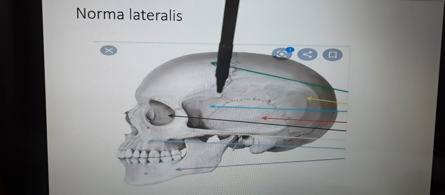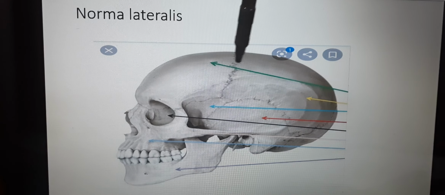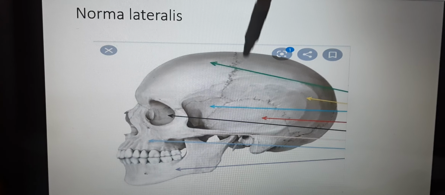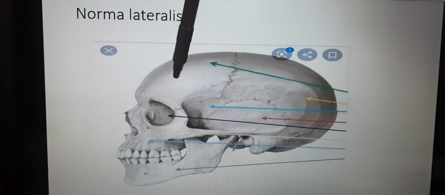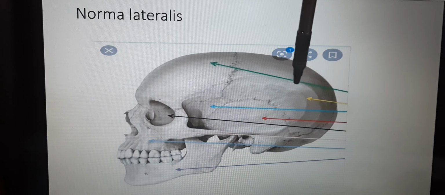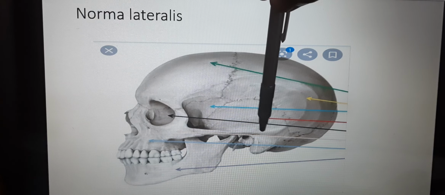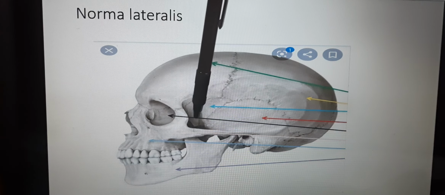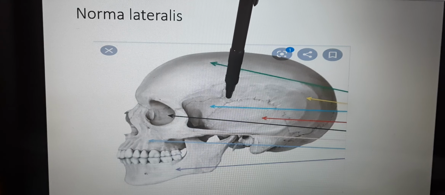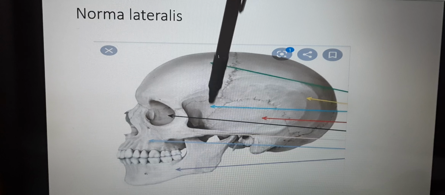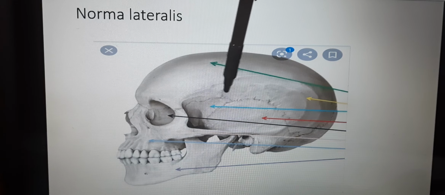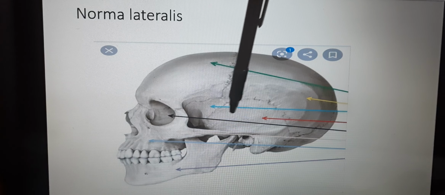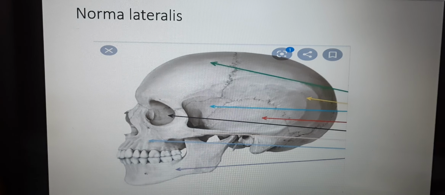You can see here there is an H-shaped region formed by the meeting point of four bones. You can see frontal bone anteriorly, parietal bone from behind, squamous part of temporal bone, and greater wing of sphenoid. These four bones meet at this place and form the H-shaped suture here. This region is called pterion. This region is called pterion, and this is an important viva question.